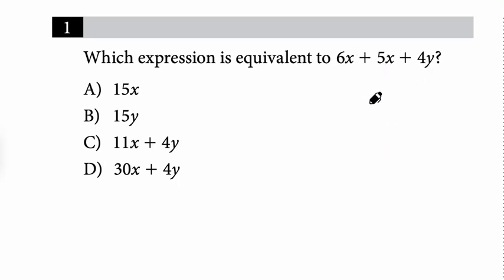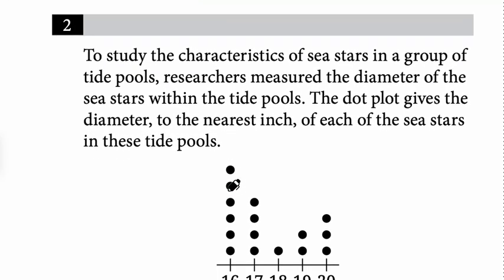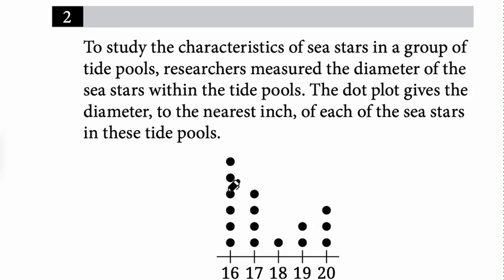Now let's say x are apples and y are bananas. So there are 6 apples plus 5 apples. So how many apples? 11 apples. And 4y, so that means 4 bananas. We cannot solve it further, right? Okay, so C is the right option. Perfect. Now question number 2 is about data.